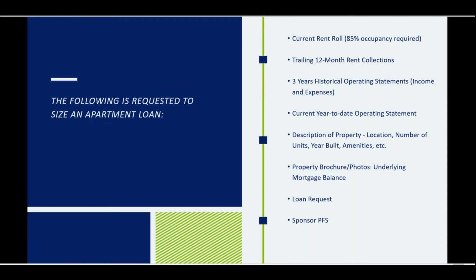Okay, next question. What is the debt service requirement? Normally 1.25. For top tier market, we can go with 1.15. Top tier means top market, San Francisco, New York.